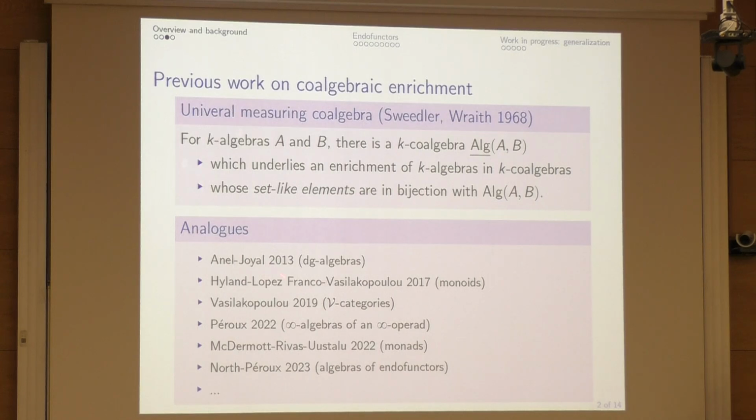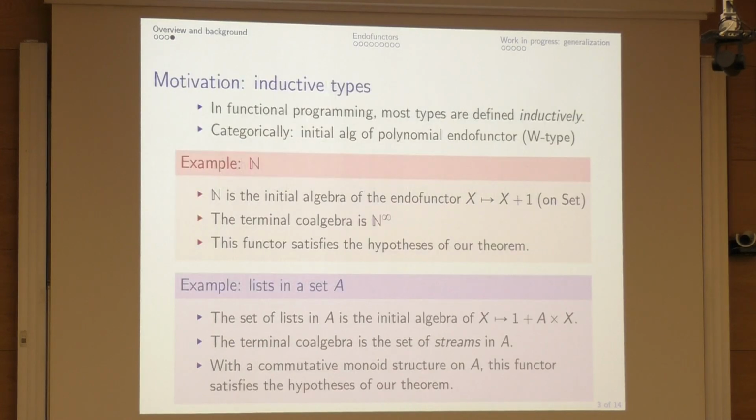Okay, and then following that work, there were many other pieces of work. So Rendall and Joyal showed that DG algebras are enriched in DG coalgebras. Here monoids are enriched in comonoids. V-categories enriched in V-cocategories. Infinity algebras are enriched in infinity coalgebras. Monads enriched in comonads. And here we're talking about algebras of endofunctors enriched in coalgebras. And at the end, I'll talk a little bit about work in progress to see more instances of this. Yeah, so maybe one point of this talk is just to advertise this phenomenon that's happening everywhere. Maybe you'll see it in your favorite category of algebras.